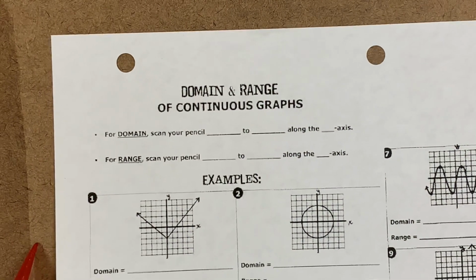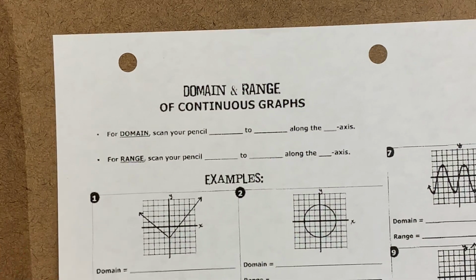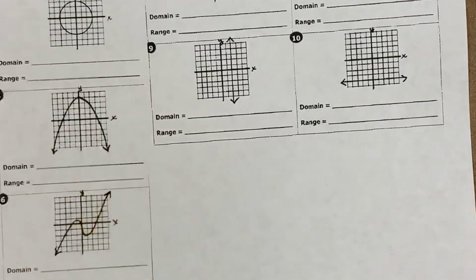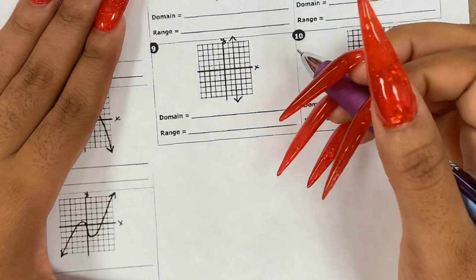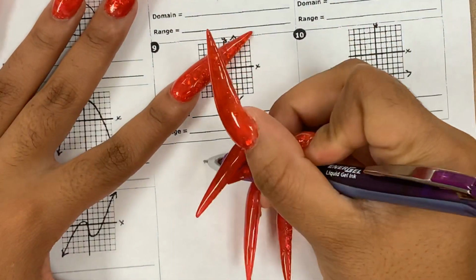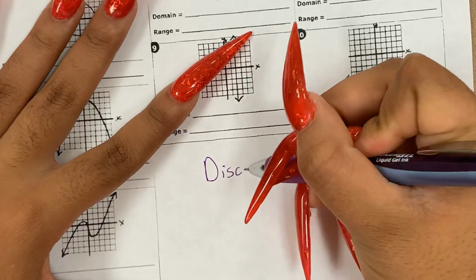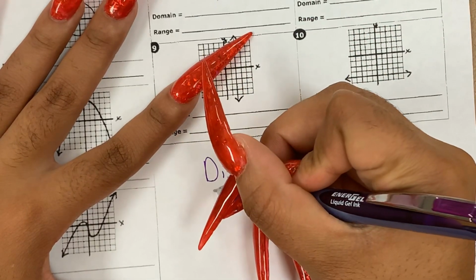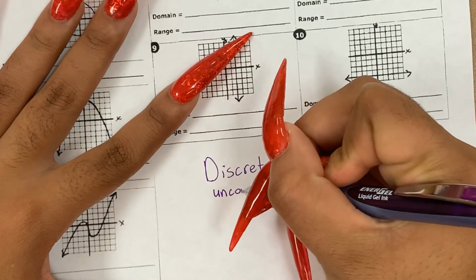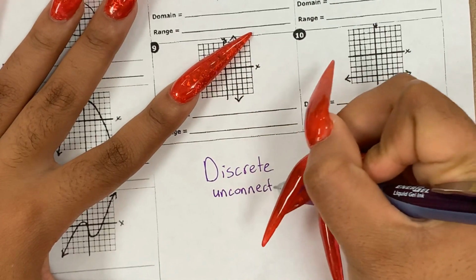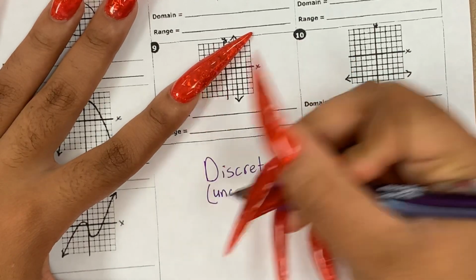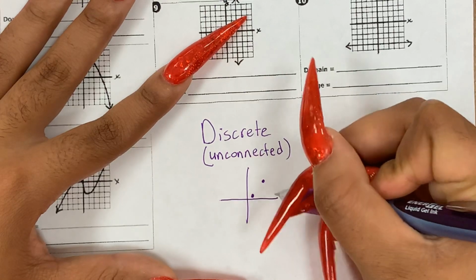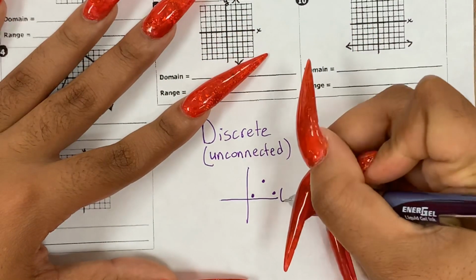Today's notes are domain and range of continuous graph. In class, we already talked about domain and range of discrete graphs. So let's review what a discrete graph is. Discrete graphs are unconnected. For example, if I have 3 points that are not connected, this is discrete.